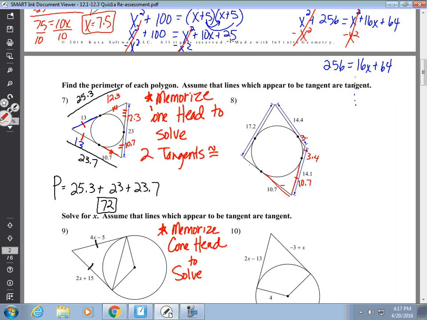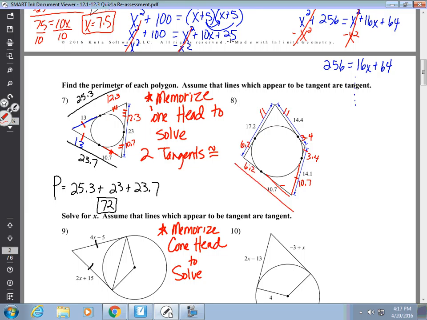3.4. So that means this is 3.4. And then we subtract that from the 14.4 here. So that gives me 11. And then this means this is 11. And then we subtract that from the 17.2 to get that missing piece. So that's the 6.2, which means this is 6.2.